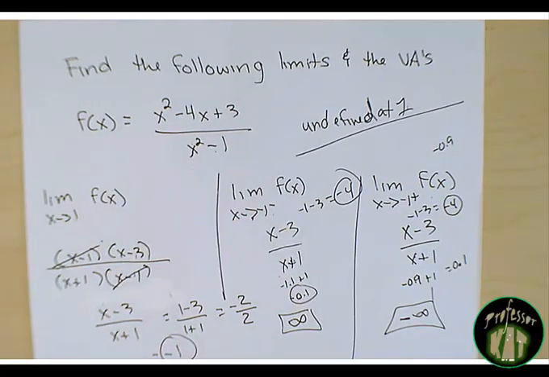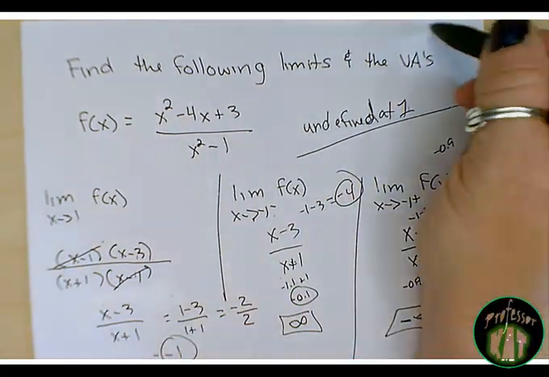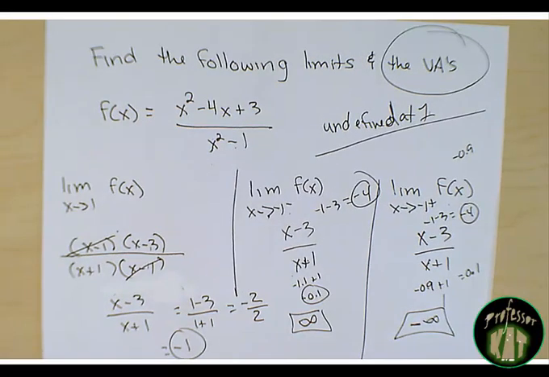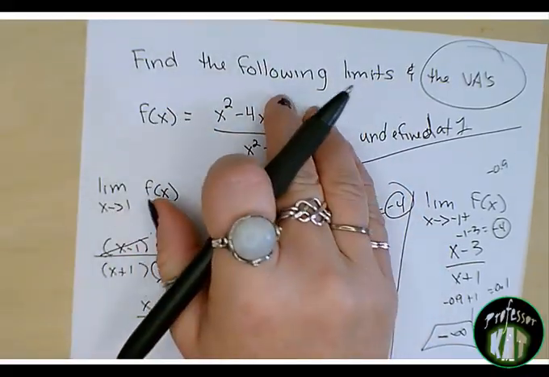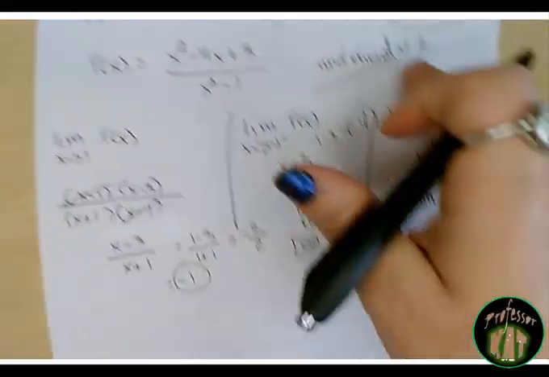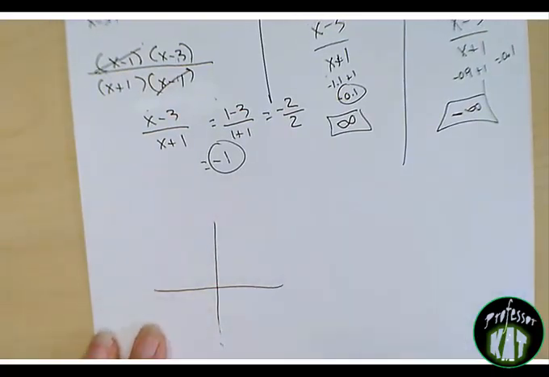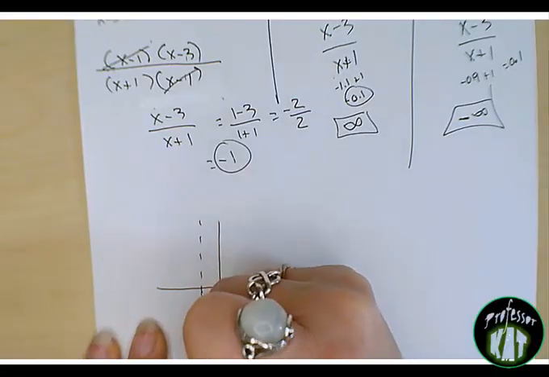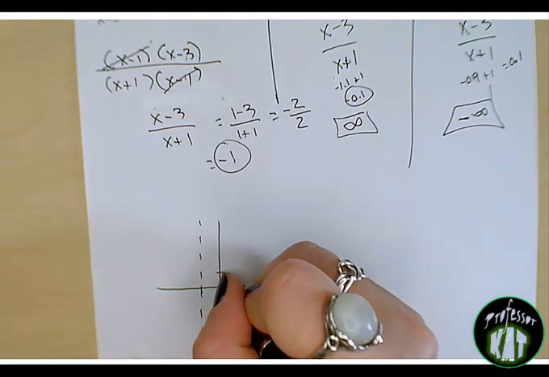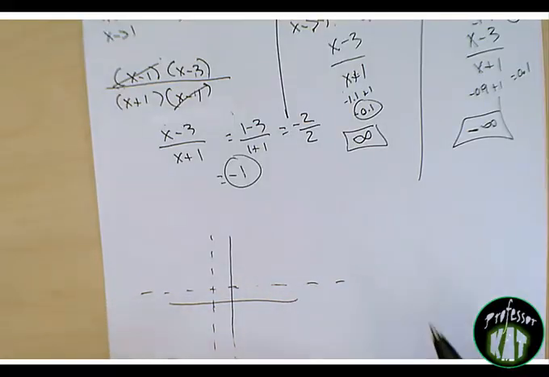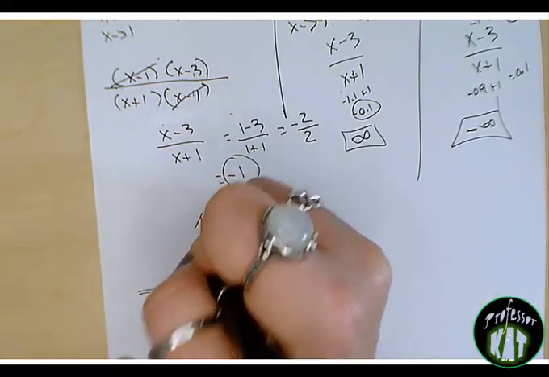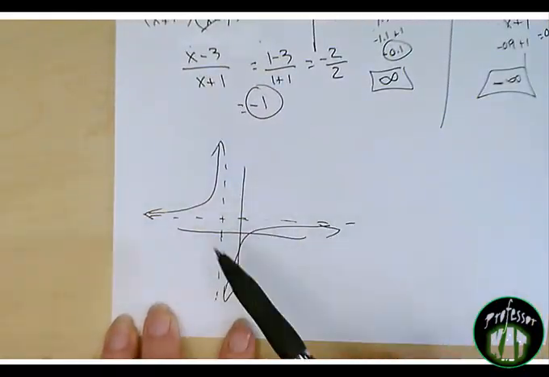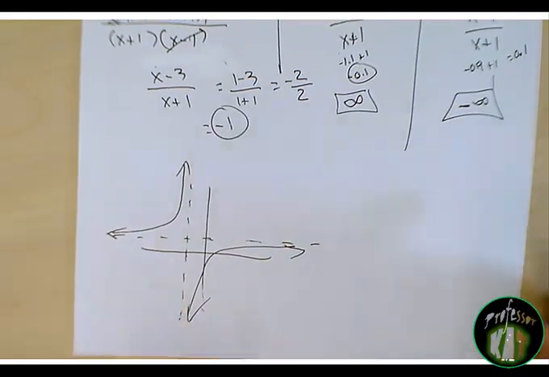Now, we did find the following limits, but the instructions also say that they want us to find the vertical asymptotes of this function here. If you take this function and plug it into a graphing calculator, or a site online, this is what the graph is going to look like. It's going to tell us that we have a vertical asymptote at negative 1 and a horizontal asymptote at positive 1, and the graph is going to look something like this.